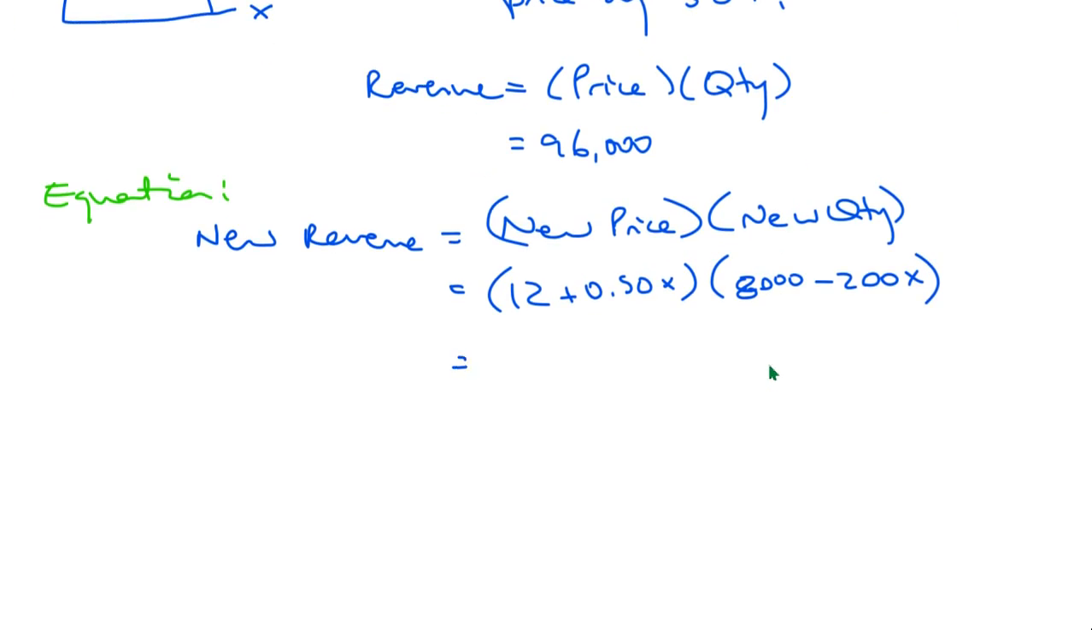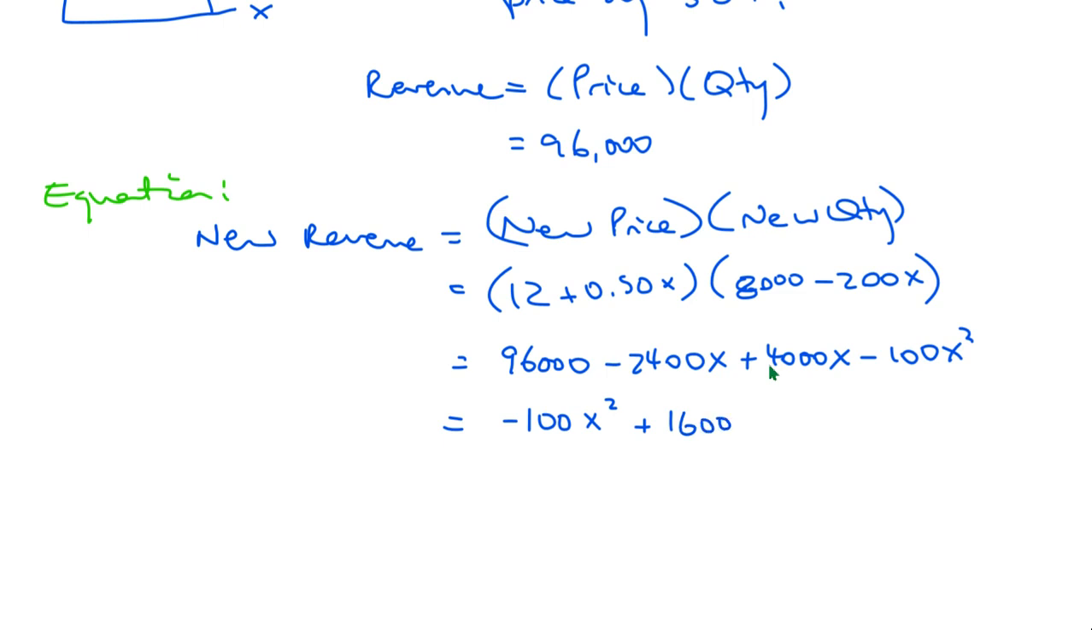So if we expand, I'm going to go 12 times 8,000, which is 96,000, minus 12 times 200, which is minus 2,400x, plus 0.5x times 8,000, so that's 4,000x, and 0.5x times negative 200x is minus 100x squared. All right, and now I'm going to rearrange this into standard form: the x squared terms first, then the x terms, and then the number. And now I'm going to complete the square.